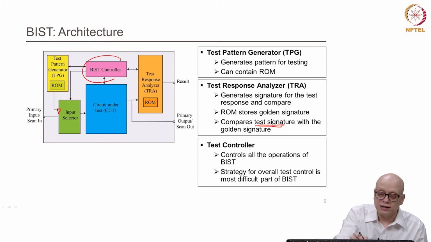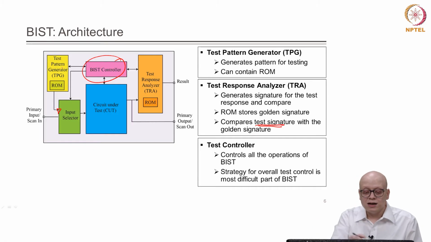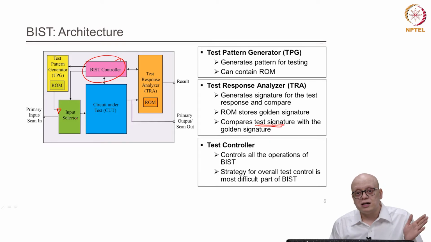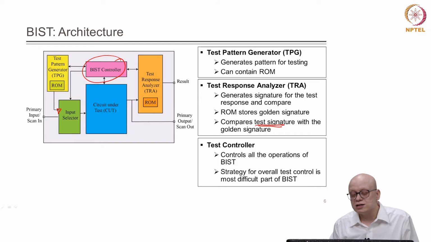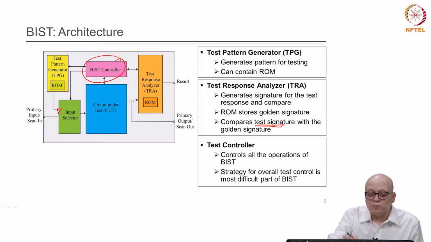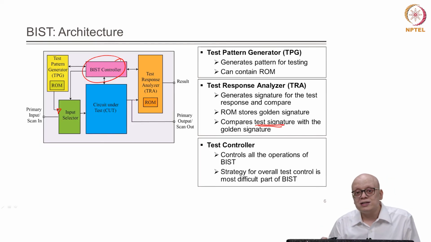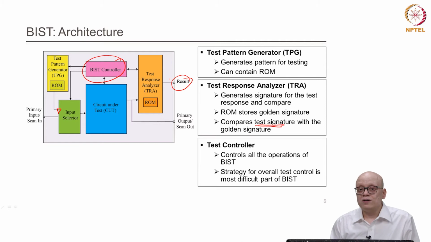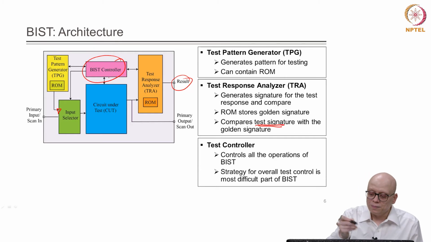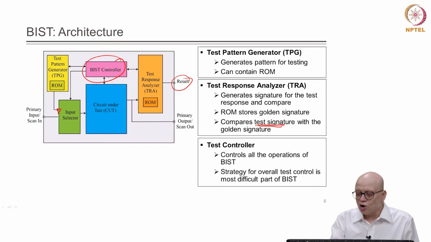This is the BIST controller. It basically gives instruction to the test pattern generator to generate the test pattern, then it instructs the input selector to select input from the test pattern generator rather than from the external world, and then it tells the test response analyzer to process the information coming from the CUT, produce a test signature and compare it with the golden signature, and produce the result at the output, whether the CUT has a fault or not.